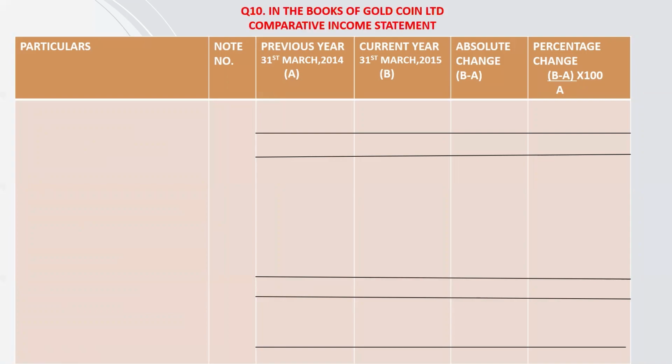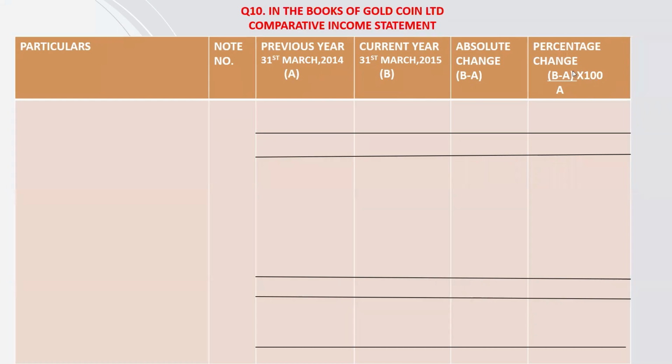We will do question number 10. It is given: the following information is extracted from the statement of profit and loss of Gold Coin Limited. We are given information for years 2015 and 14, so we will first write year 2014 and 15. Again and again, I am laying a lot of stress on this point: first we have to write the items of the previous year, and then we will write the items of the current year, because absolute change is the difference of current year minus previous year. And when this absolute change is divided by the previous year, we will get the percentage change.